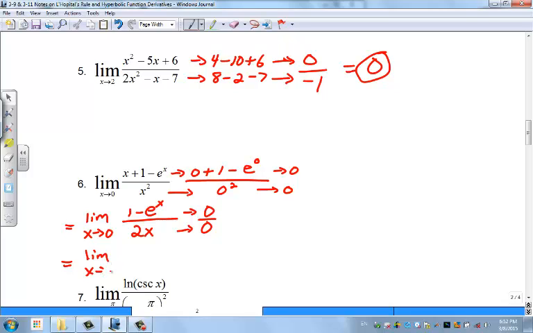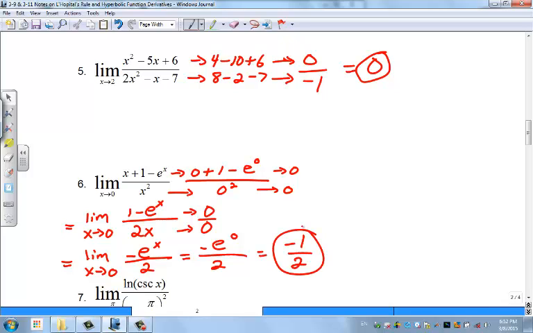So I'm going to go down below here and say this is equal to the lim x approaches 0 of, well, the 1 is going to go to 0. The negative e to the x is going to be negative e to the x because you're taking its derivative, right? And then the derivative of 2x is 2. So now, what do you get? Well, the top is going to be negative e to the 0 over 2. So that equals negative 1 over 2. Done.